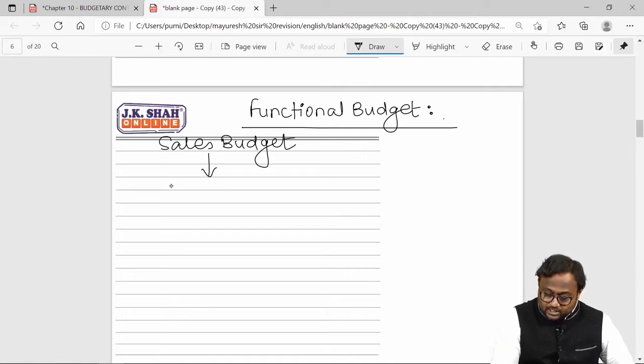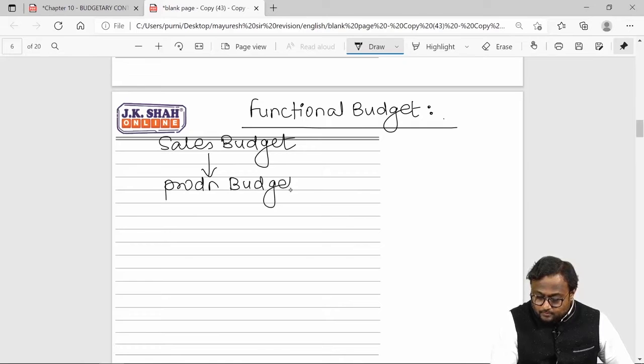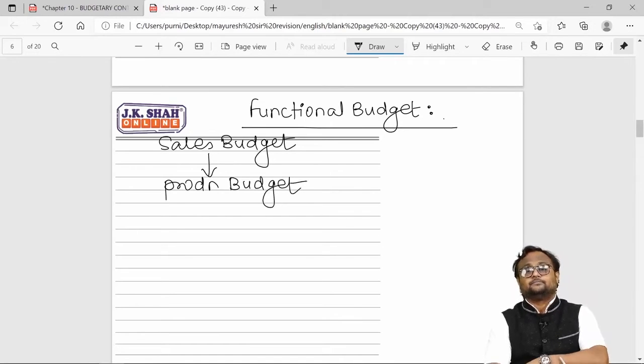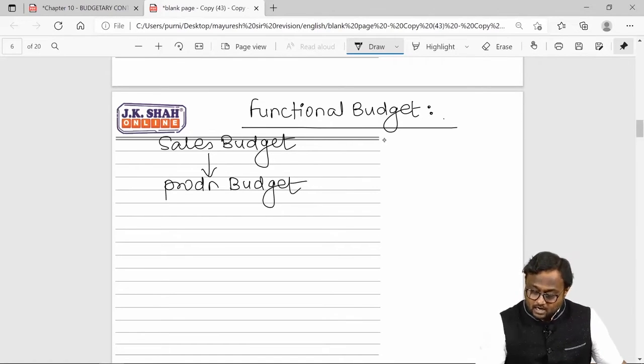So if you know the sales budget, it will be very easy for you to know the production budget. How will you go for it? See, production budget calculation is very simple.